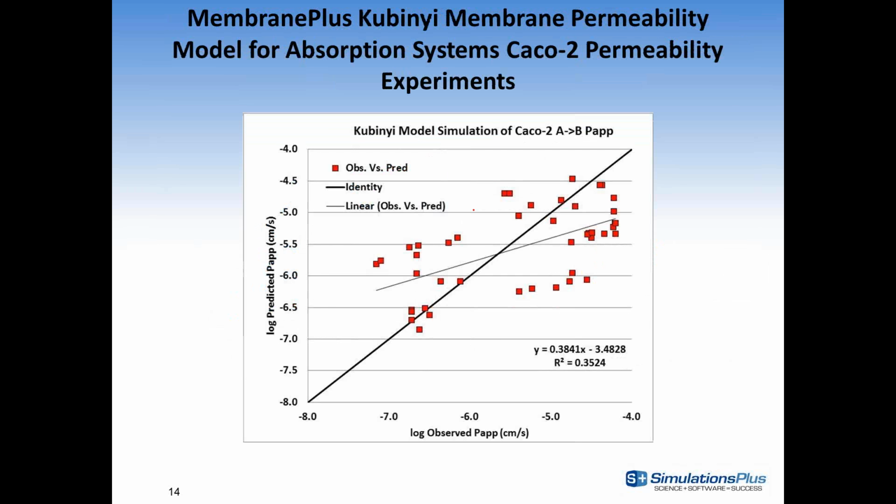If we try to use the same theory with Kubini's model, where we would be optimizing the terms that relate partition coefficient to those velocities into the membrane and coming out of the membrane, we really can't do it for a diverse series of structures. It seemed to work well for his congeneric series of quaternary ammonium cholinergic antagonists, but it really doesn't work well across a series of drug molecules.